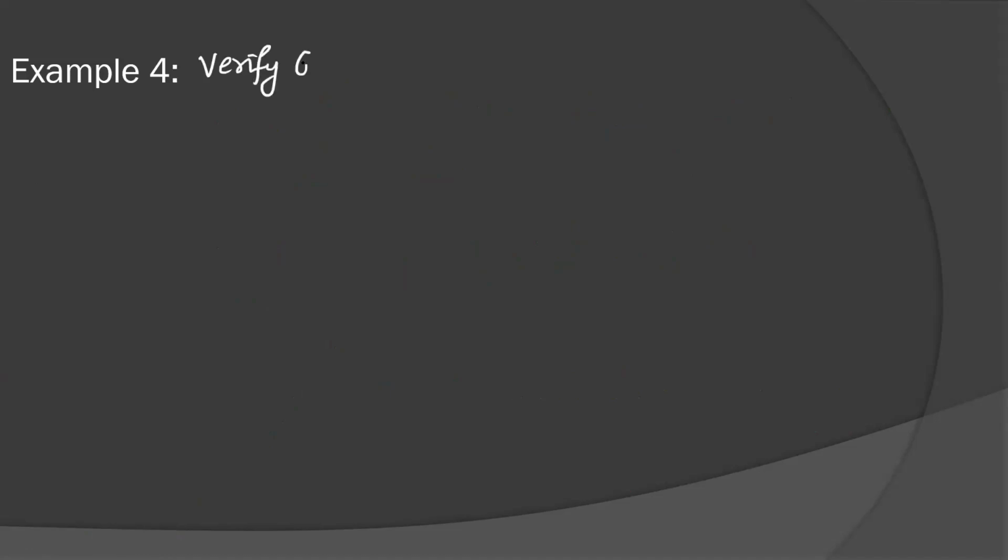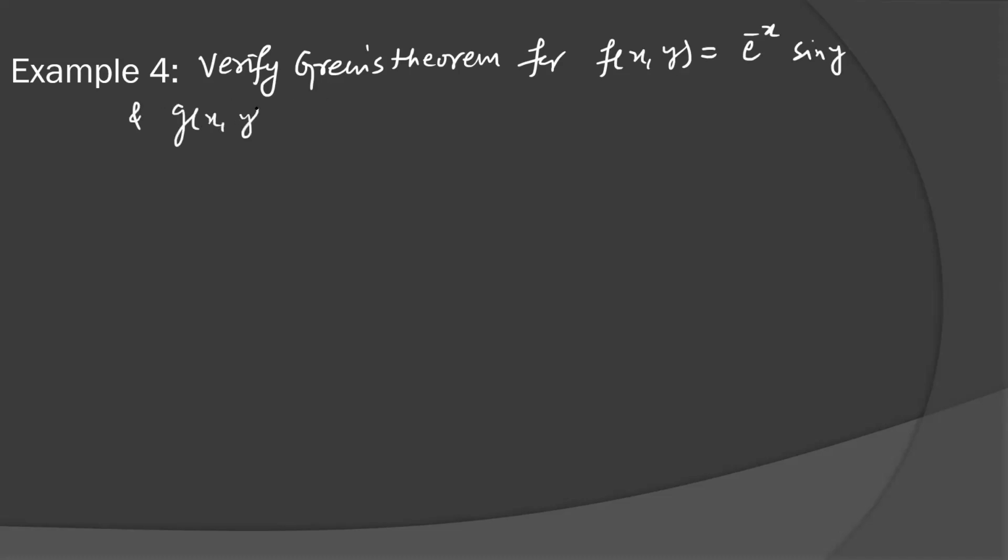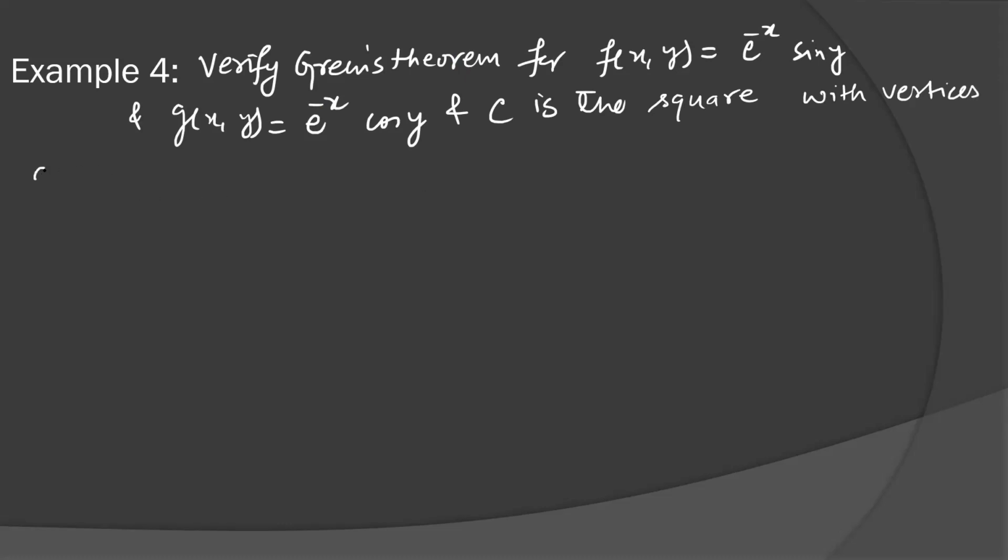Verify Green's theorem for f(x,y) equal to e to the power minus x sin y, and g(x,y) equal to e to the power minus x cos y, and C is the square with vertices at (0,0), (pi by 2, 0), (pi by 2, pi by 2), and (0, pi by 2).